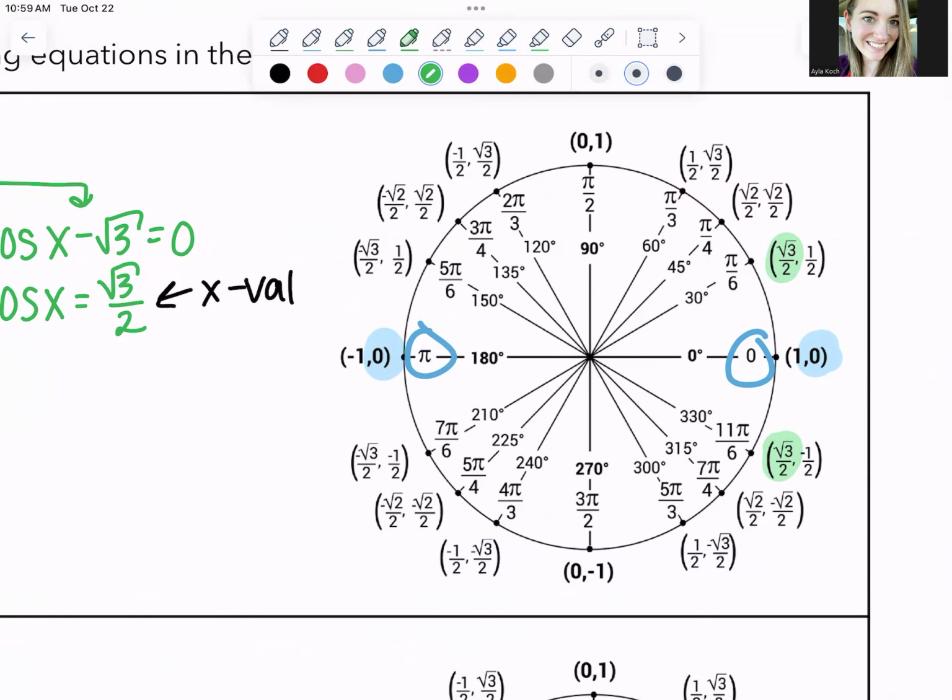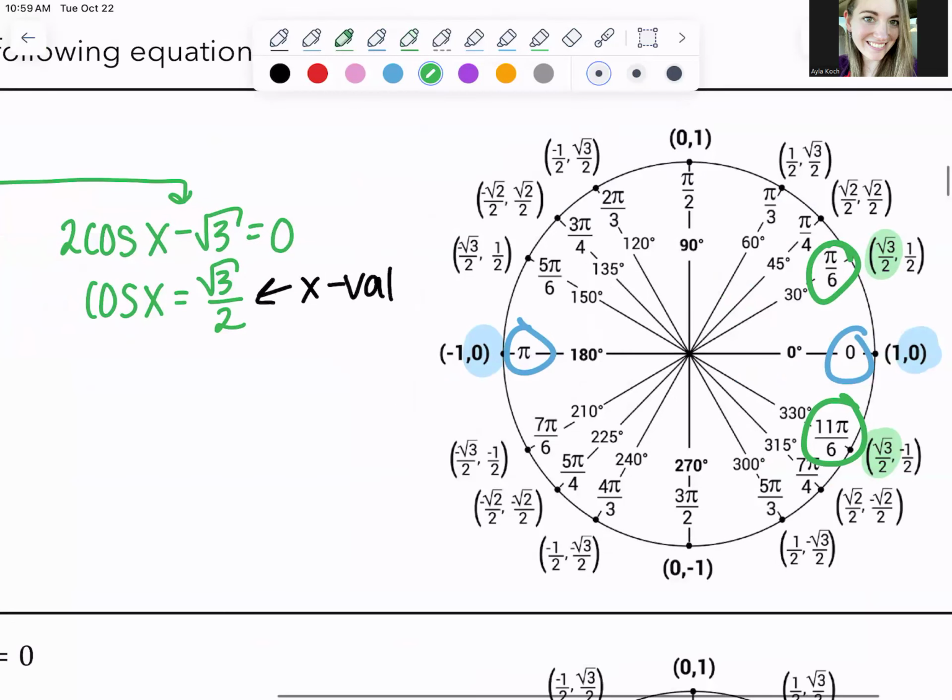You're going to notice that a lot of these answers are pi over 6 answers. This was unintentional when I was choosing my examples and I was too lazy to fix it. Although I am quite proud of this worksheet, let me tell you. Anyway, pi over 6 and 11 pi over 6, those ones have x values of square root 3 over 2. So x is equal to pi over 6 and 11 pi over 6.